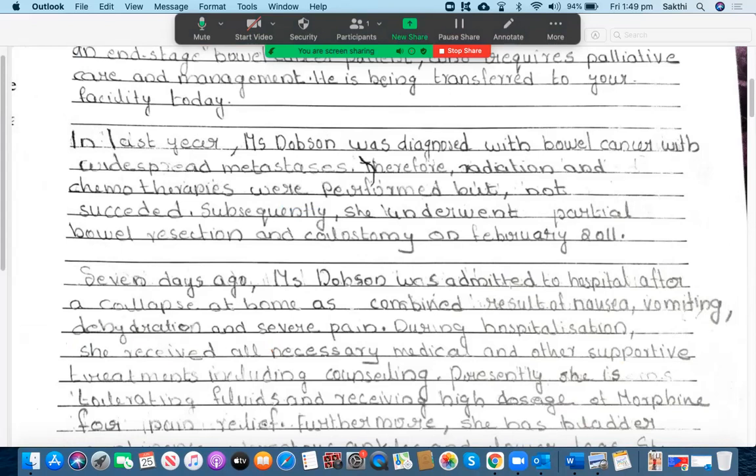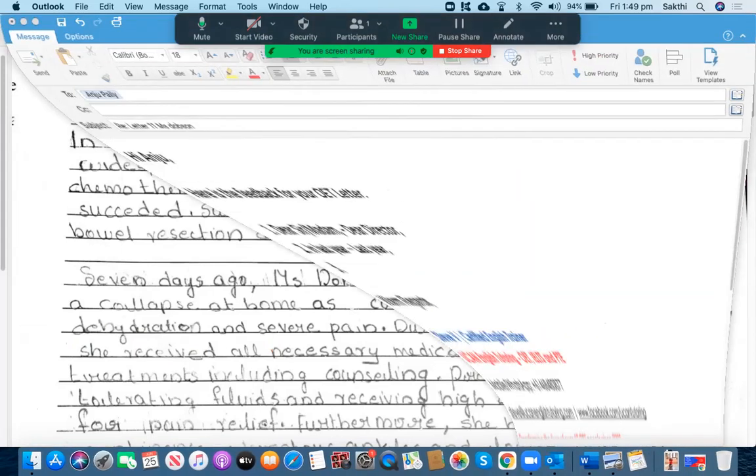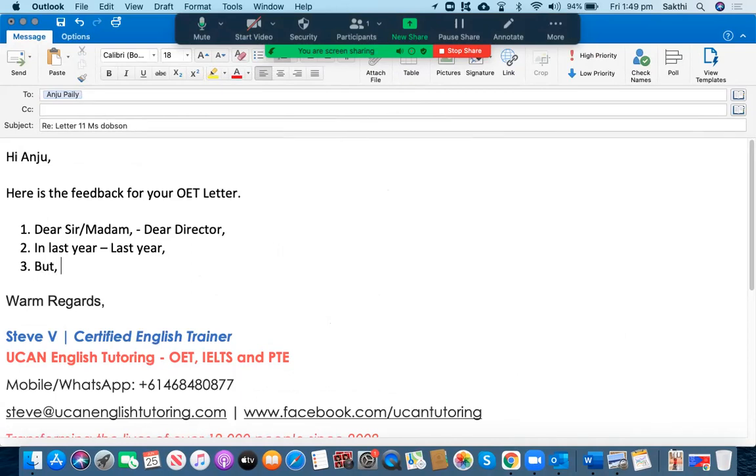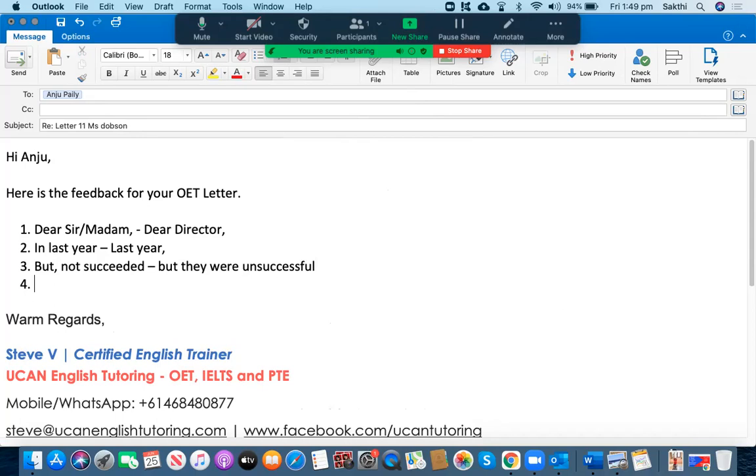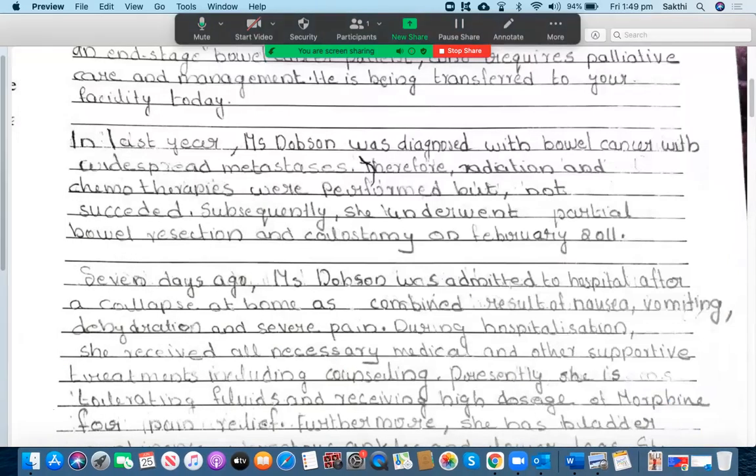But not succeeded. Okay, they were performed but not succeeded. No, but were unsuccessful. So this is wrong. But not succeeded is incorrect. So what you should have done is, instead of writing but not succeeded, you could have mentioned but they were unsuccessful. You could have mentioned like this. All right, let's go to the next one.